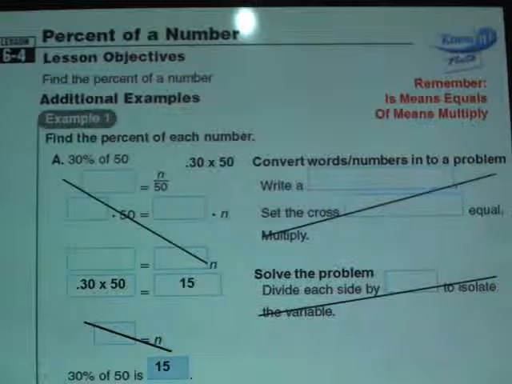So, some keywords you're going to see here. Really, the big keyword is the word of. Reminder that the word of implies multiplication. So, whenever we see of, we're going to change that to multiplication. Is, that would be really the presence of an equal sign, which we'll see more often in answers than anything. So, in the first one here, where they're asking me to find 30% of 50, what they really mean is to multiply together 30% and 50.